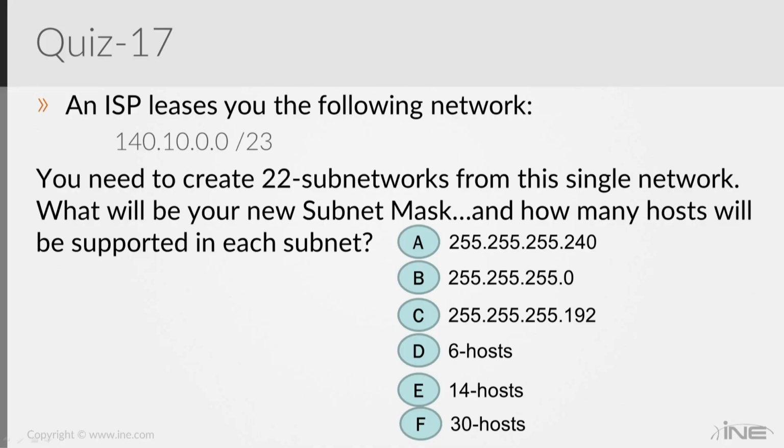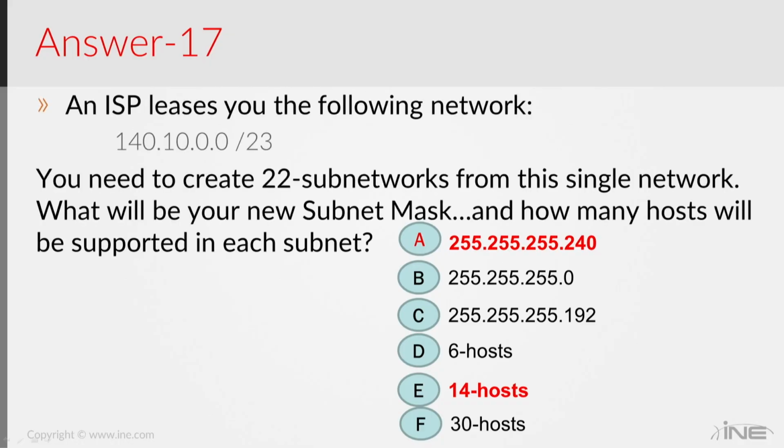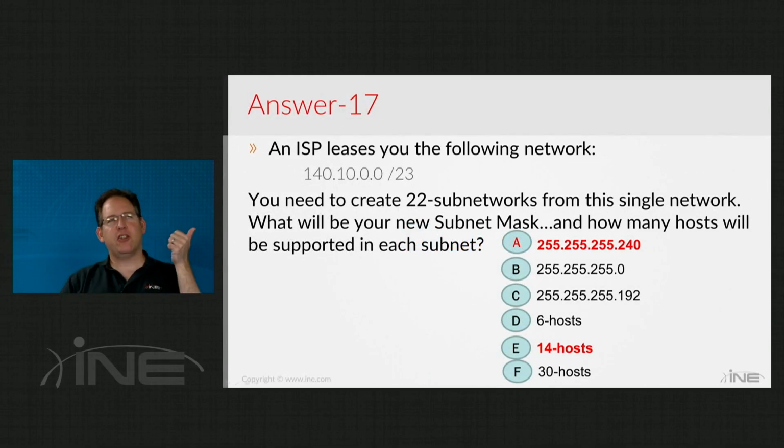All right, so the answers for this are A and E. Good job for those of you who selected that. So with 22 subnetworks, let's see, stealing 1 bit will give me 2 networks, 4 networks, 8, 16, almost there, 32. So I need to steal 5 bits to give myself at least 22 networks.